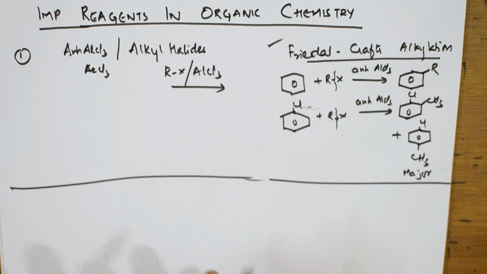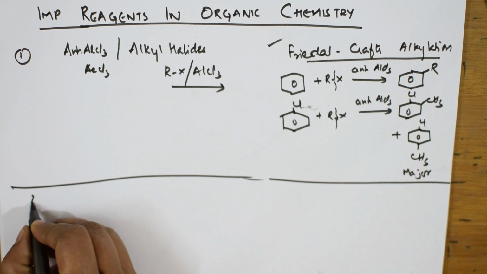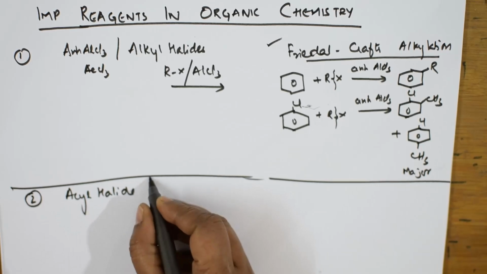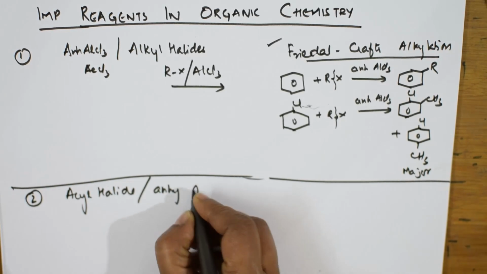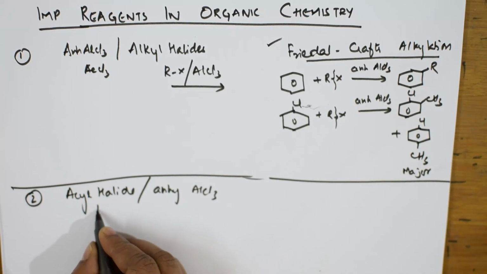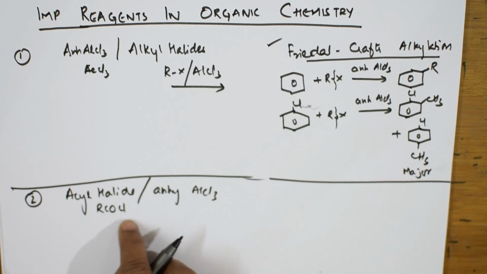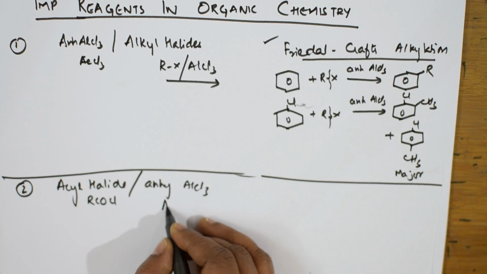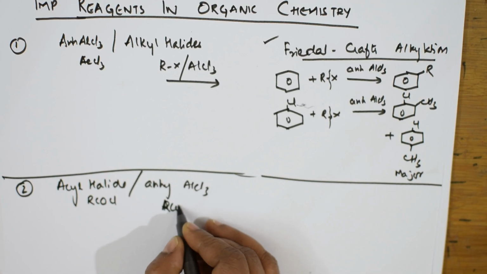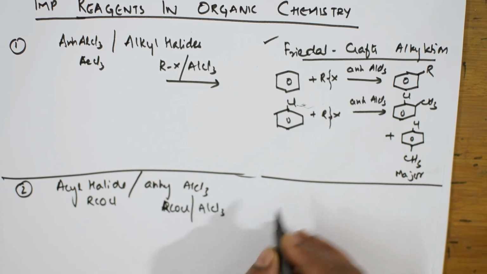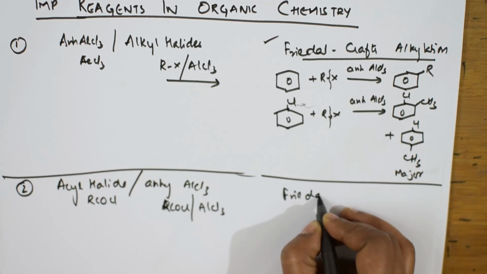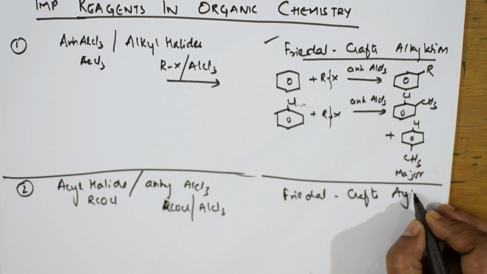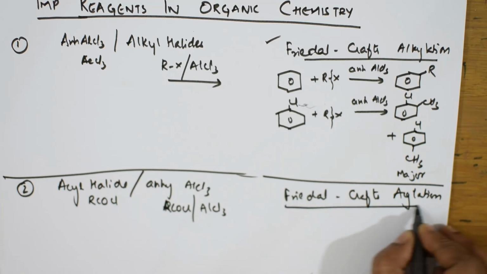Done, students? Now suppose in the exam paper you see acyl halide, and you're also seeing anhydrous AlCl3 with that. Acyl halide means what? RCOCl is an acyl group, isn't it? So RCOCl in the presence of AlCl3, that type of reaction is called Friedel-Crafts acylation reaction, isn't it? Friedel-Crafts acylation reaction.